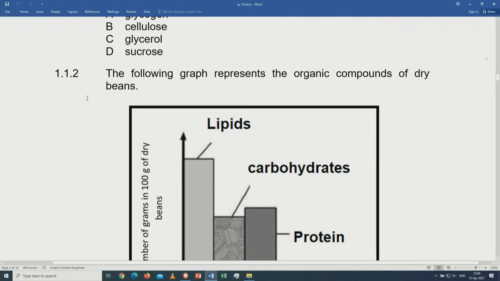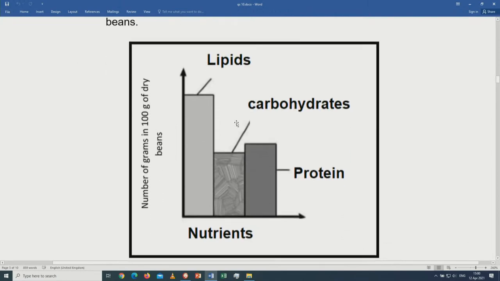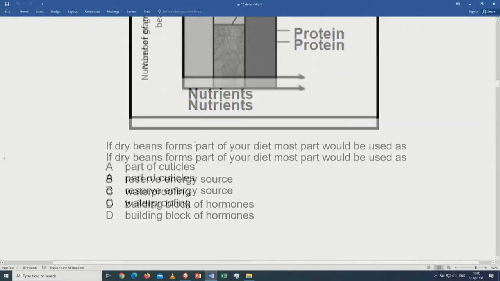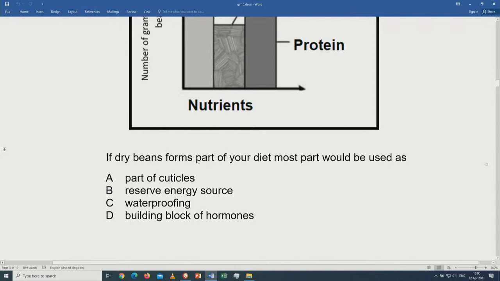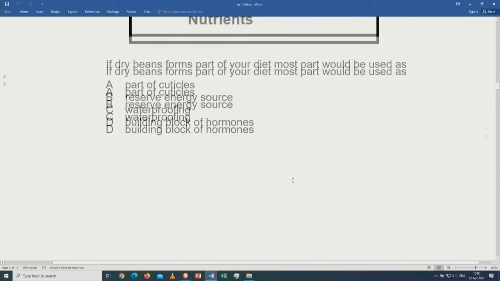Coming to question 1.1.2, it's a graph which is based on the organic compounds of the beans. Here we have the proteins in beans, carbohydrates, and lipids. Now the question says, if dry beans form part of your diet, most of it will be used as A, part of cuticles. Here you need to know the functions of the proteins. B, reserve energy source. C, waterproofing. D, building blocks of the hormones. Here, the correct answer is reserve energy source, meaning that B is the correct answer.